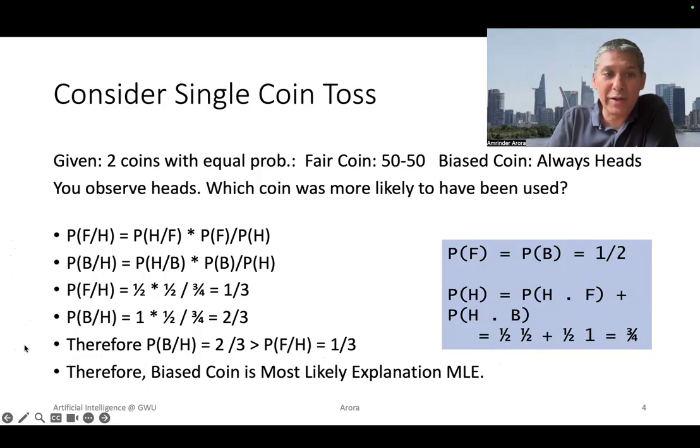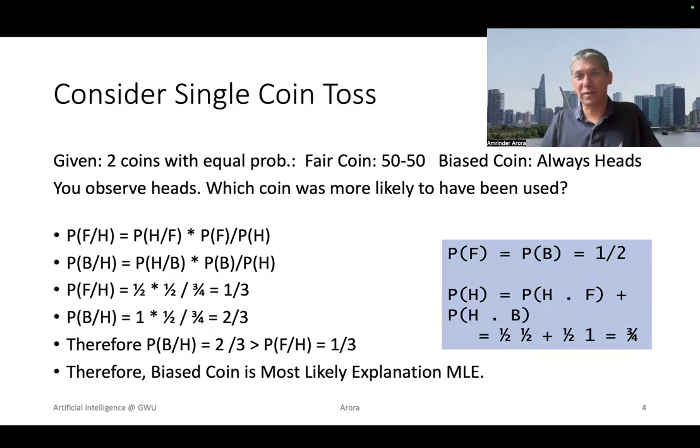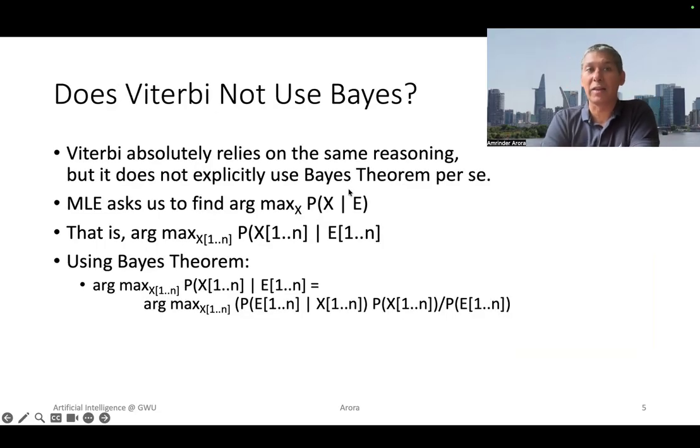Going back to the Viterbi algorithm: in the case of a single coin toss it seems we use Bayes theorem, but in the Viterbi algorithm we don't really see the same kind of math. So let's go back to the Viterbi algorithm. To be precise, the Viterbi algorithm does use the same exact reasoning. It just doesn't use the Bayes theorem per se. Let's walk through the reasoning.